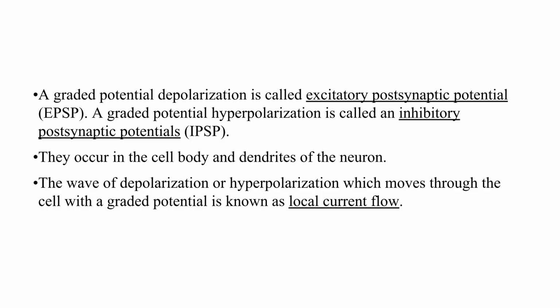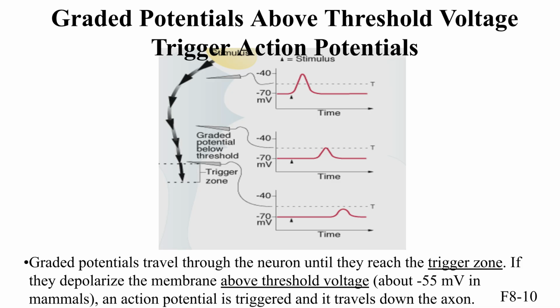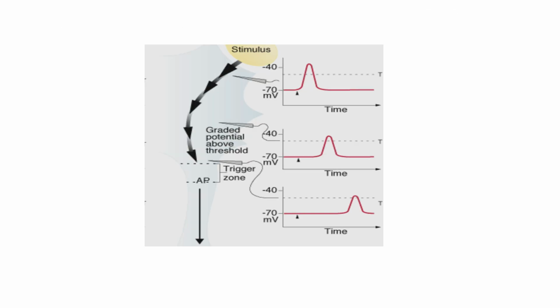They occur in the cell body and dendrites. Local current flow is the wave of potential moving through the cell. Graded potentials travel to the trigger zone. If they depolarize the membrane above the threshold voltage of about -55 millivolts, an action potential is triggered and travels down the axon.